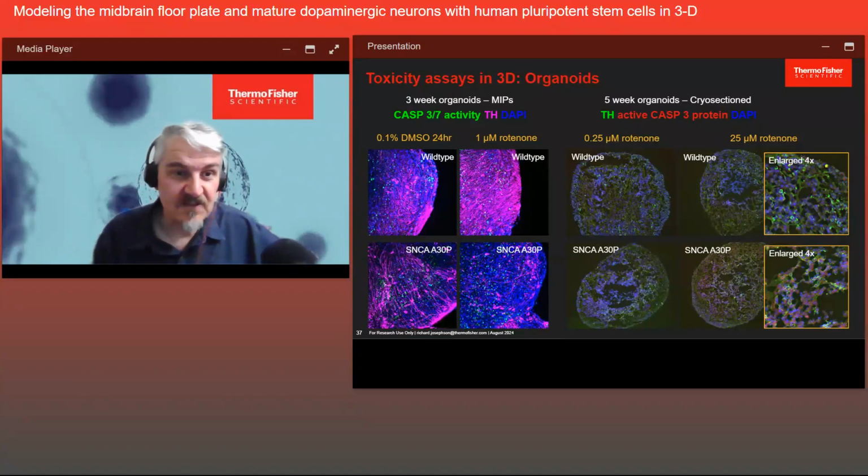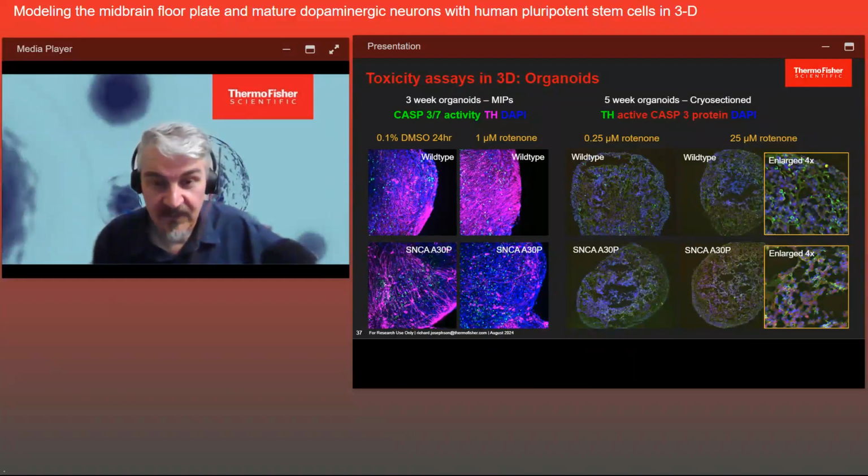So this slide shows two experiments that were done with the wild type and alpha-synuclein mutant organoids. In both experiments, they are exposed to rotenone, which increases oxidative stress by inhibiting mitochondrial complex 1. At the left, we have 3-week organoids that are stained with the CellEvent probe and the TH antibody. And at 3 weeks, we can see extensive damage is done by the rotenone to the TH positive neurites, the purple stained cells in the mutant line specifically.